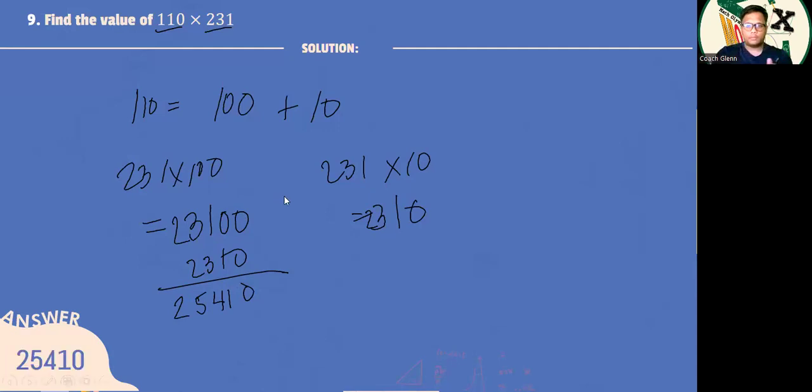Again, all we did was split 110 into 100 and 10. After splitting, it's easier to multiply because all you need to do is add zeros when you're multiplying with tens, 100s, and 1000s, and so on. So for 231 times 100, just add 2 zeros. For 231 times 10, just add 1 zero. And then you add the 2 results. So we have a total of 25,410.